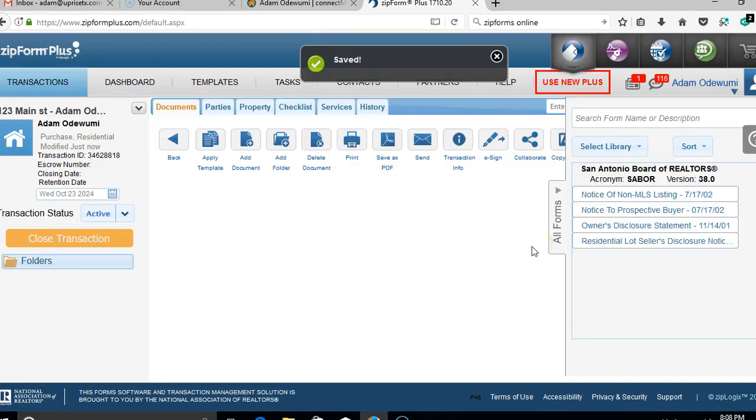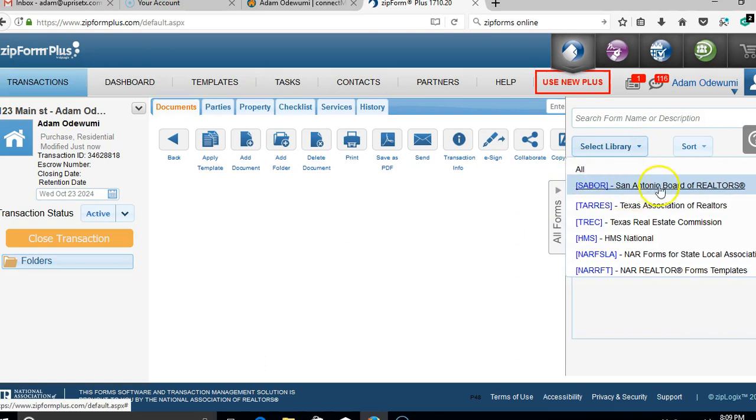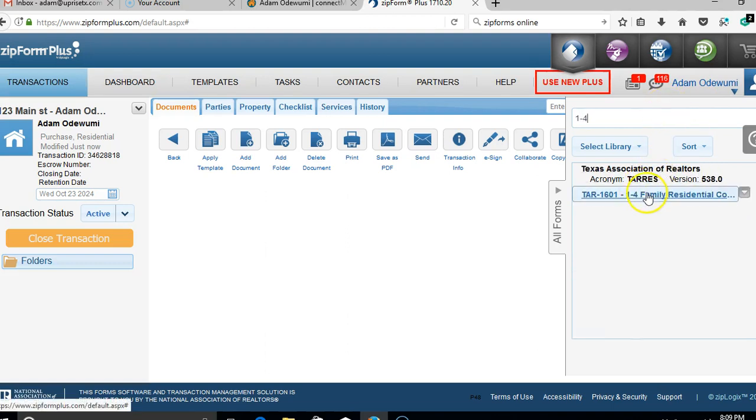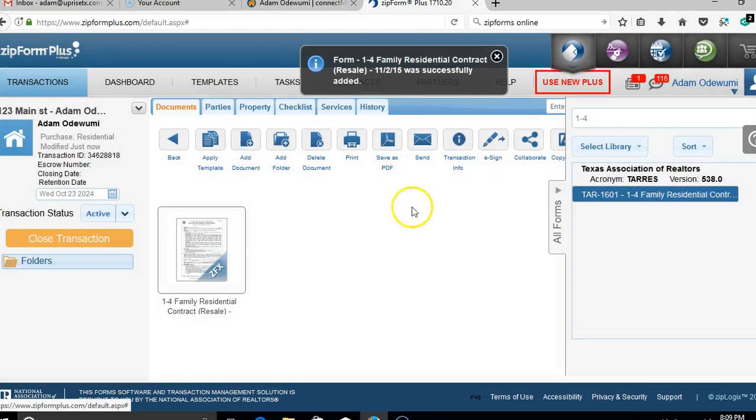The first thing, as you should know from the other recordings you've had with zipForm, is to go to your library. Make sure you select all, because these are different sources that they pull documents from. Then you can use your sorting shortcut to find the correct contract, or just scroll down. We'll do 1 to 4. This is the first contract right here, so let's go through this one.